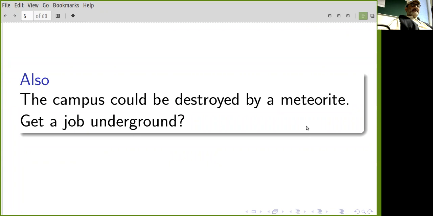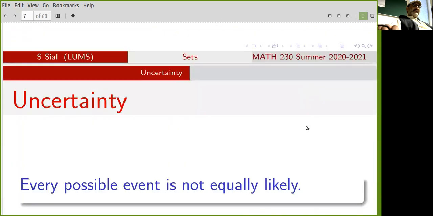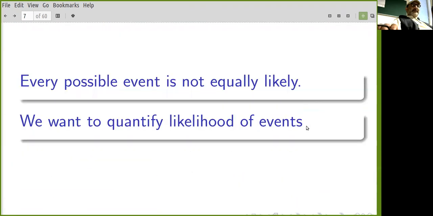But somehow these two possibilities, these are two events that could happen, they somehow feel different to us. So what's going on there? Every possible event is not equally likely. And so we might think of probability as a way of assigning numbers which reflect the likelihood of an event.